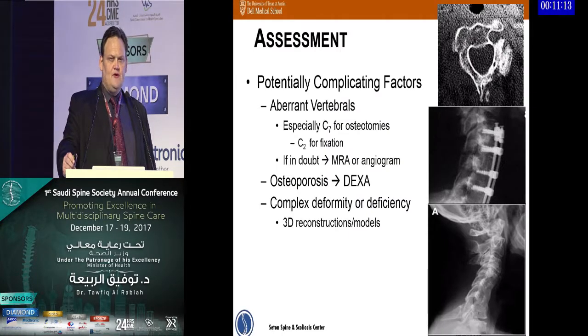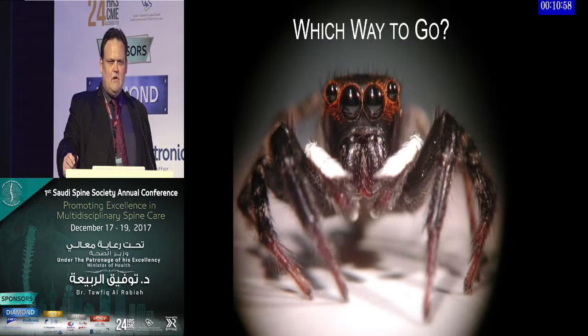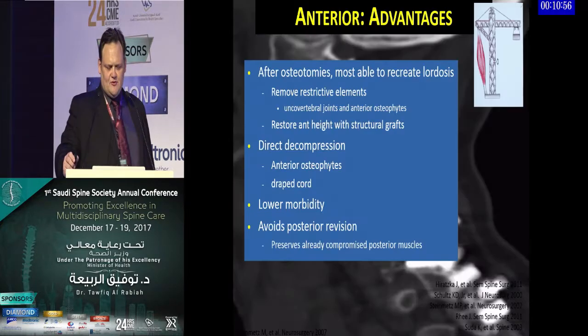In these larger revision cases, it's important to understand any potential complicating factors, such as aberrant vertebral artery anatomy, and an MRA can be helpful. Understanding the patient's bone quality, both on CT and DEXA, is helpful. Occasionally, 3D modeling can be helpful in these patients. So which way do we go at the time of surgery?